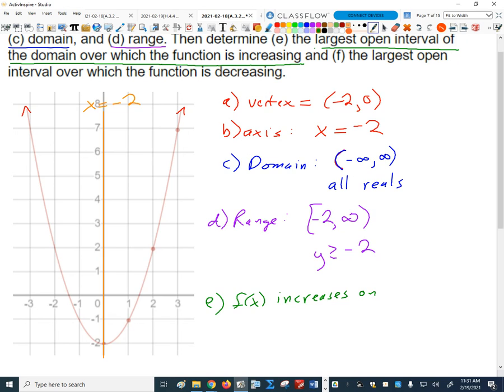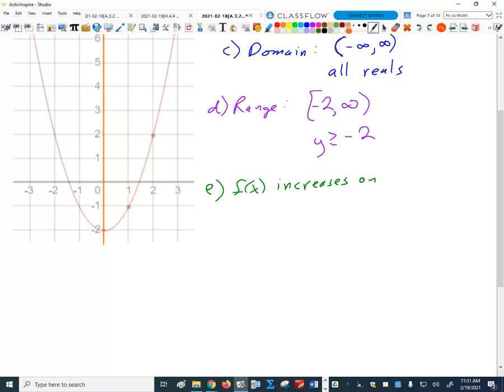Okay, when I'm asking for where the function's increasing, I'm asking for the x values now, right? All these things we're asking about up here, domain, range, the only one that's asking about y values is the range, right? But for this one, I want the largest interval of the domain where the function is increasing. So on this graph, would you guys agree that this is the place where it's increasing? That's where the ant's walking uphill. At what x value does that start? 0. Good, right? Starting at 0, and then it goes to the right forever. So the interval is 0 to infinity.